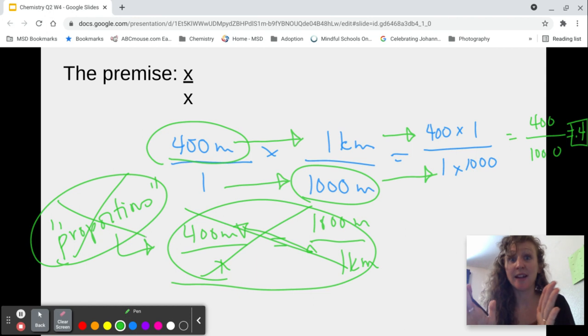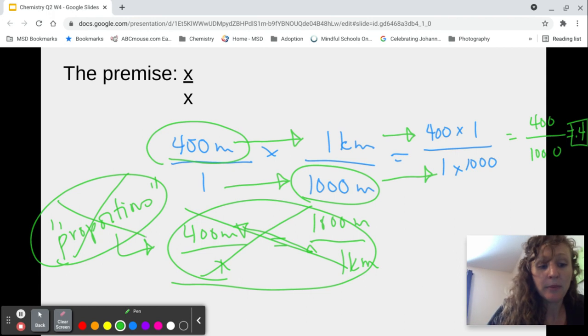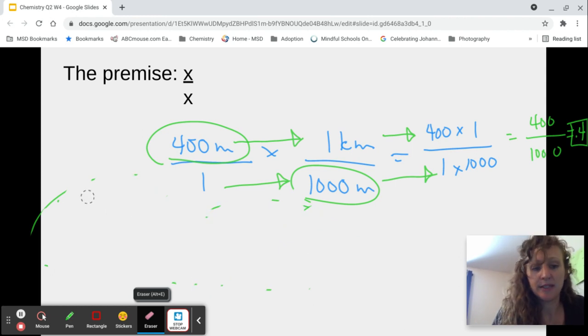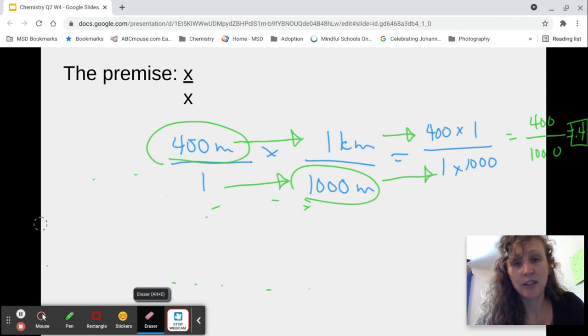Which is why we're not dealing with proportions. I'm trying to teach you a new skill of dimensional analysis. So remember that when you multiply fractions, you multiply the numerators, you multiply the denominators, and then you divide numerator by denominator to get your answer. Okay, so those are the 3 math skills that dimensional analysis is built upon.